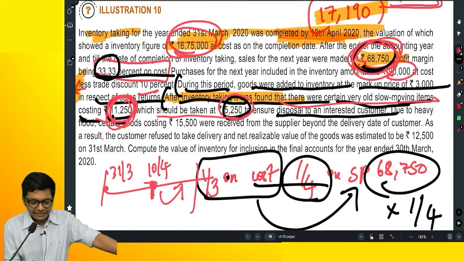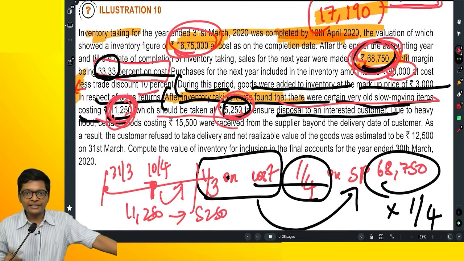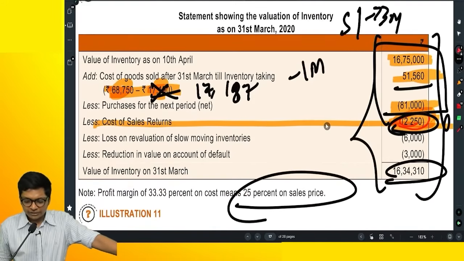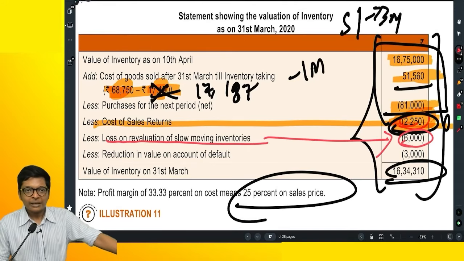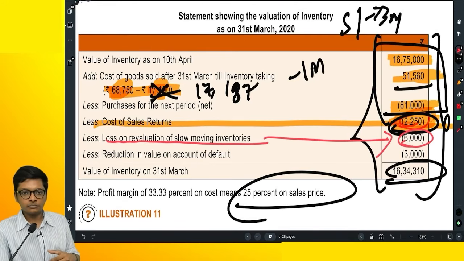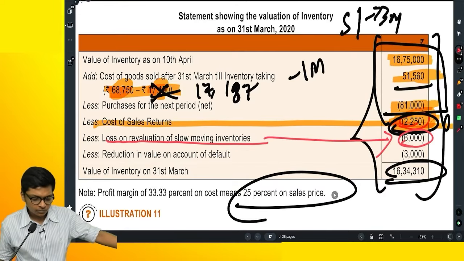Reduce pannu. So minus. What is the difference, guys? Should be taken at 5,250. Its worth is 11,250. So write off how much? So I am reducing 6,000. Less loss on revaluation. Basically, it's a write off of inventory, which should have happened. Didn't happen, so I'm doing it. Let me finish the sum. I will take the doubts. Following, guys. Last one.